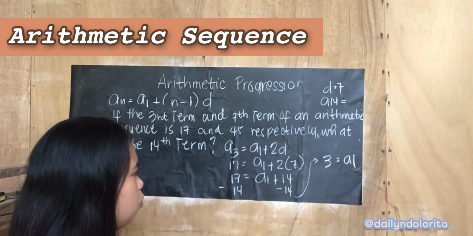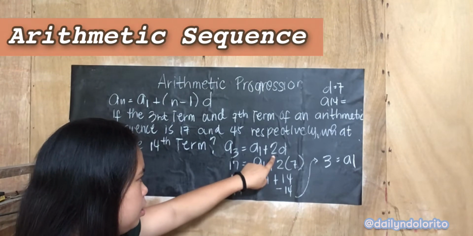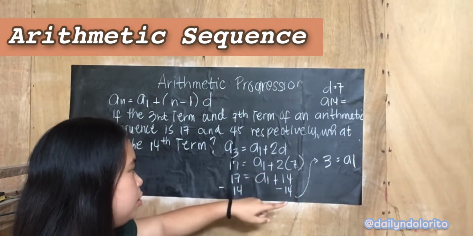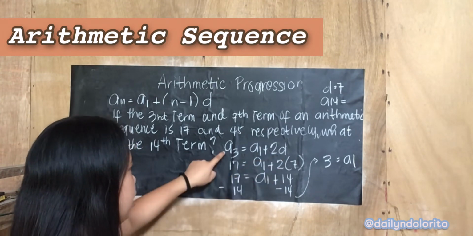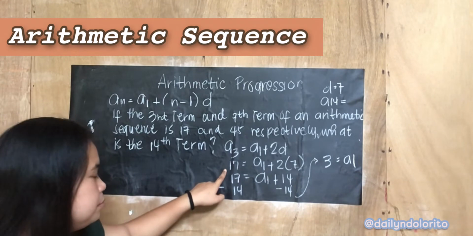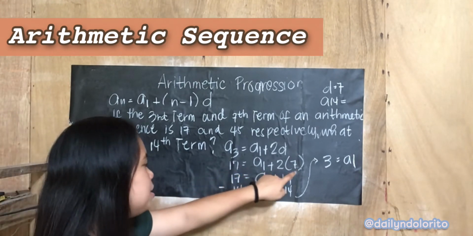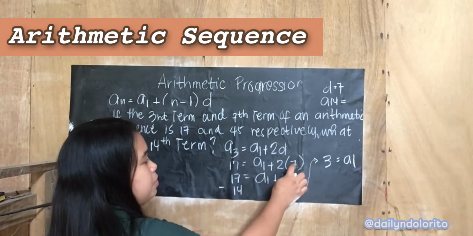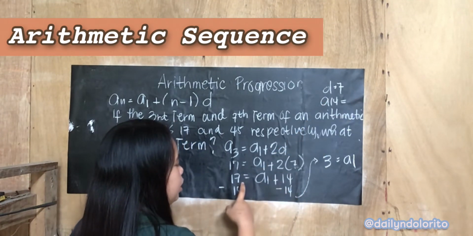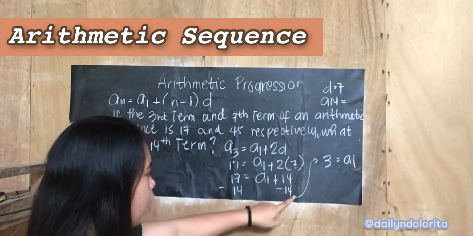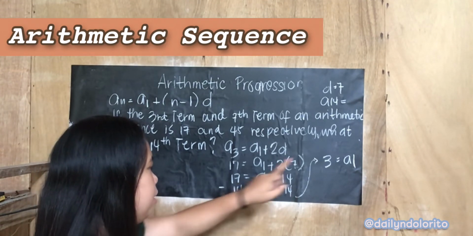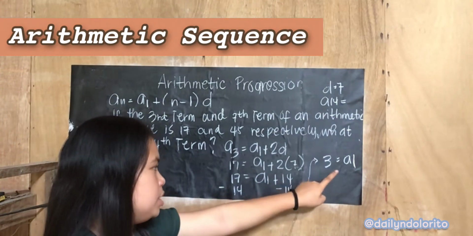So why do we have this 2d? 3 minus 1 is 2. Okay, so we have 2d there. And we already know that a3 is equal to 17, and a1 plus 2 times 7, since our common difference is 7, so 2 times 7 is 14, and we have that 1. And now we need to subtract 14 from this side, and we are left with 3, which is our first term.